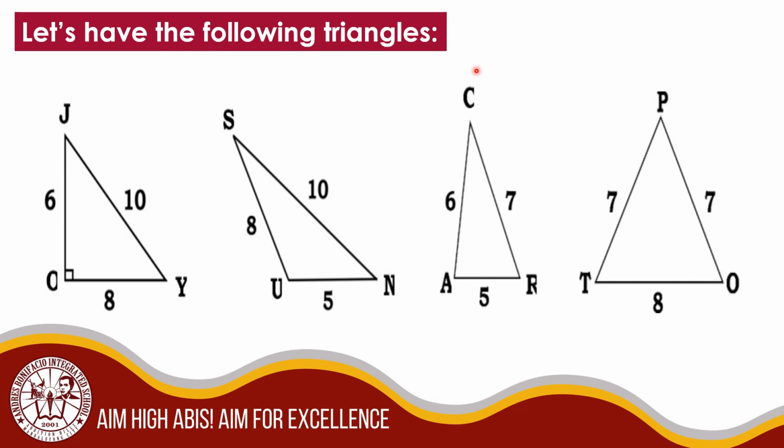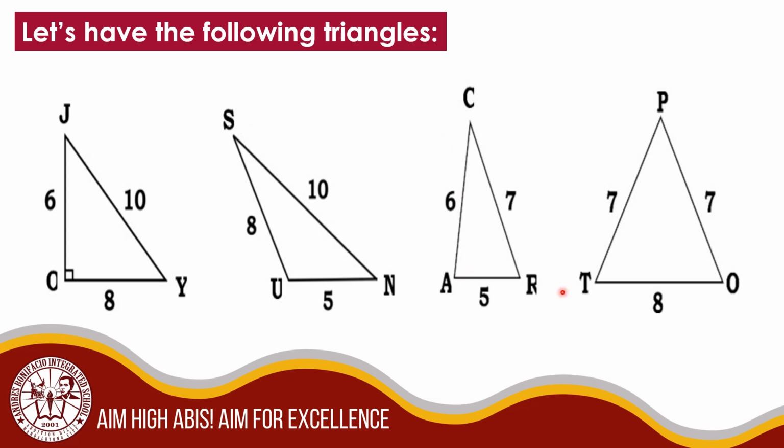Okay, let's have the following triangles. Triangle JOY. JO, 6 units. OY, 8 units. And YJ, 10 units. Triangle SUN. Side SU, 8 units. Side UN, 5 units. And side NS, 10 units.